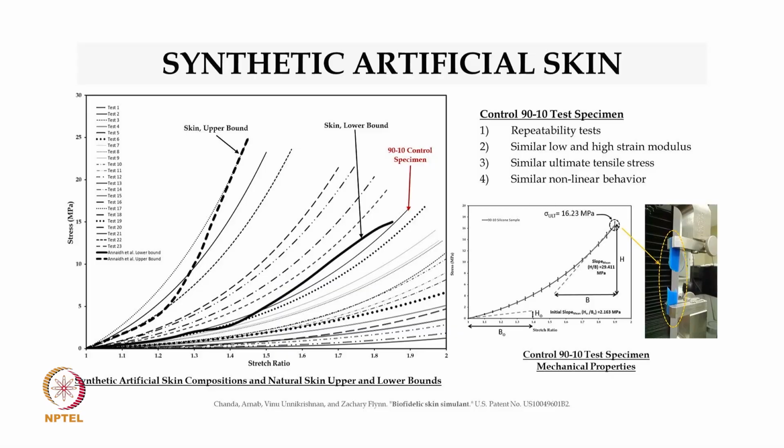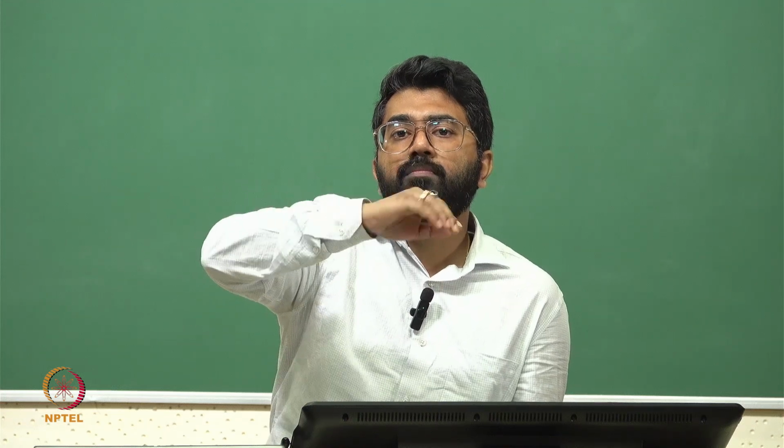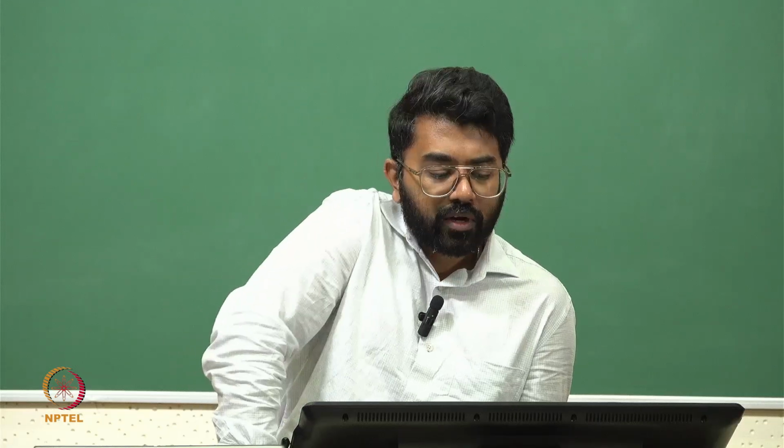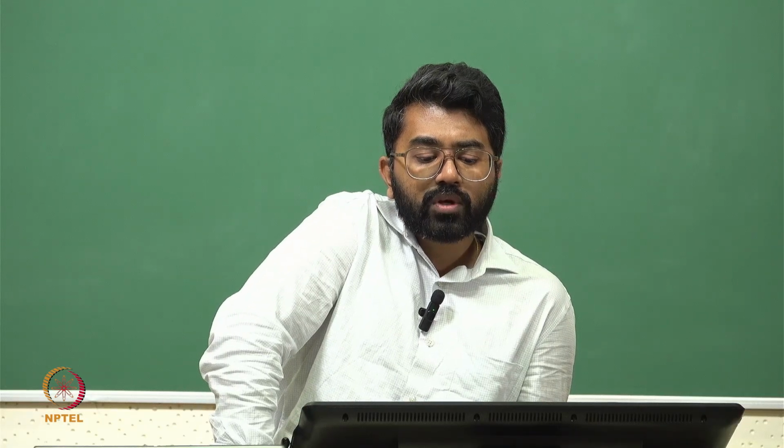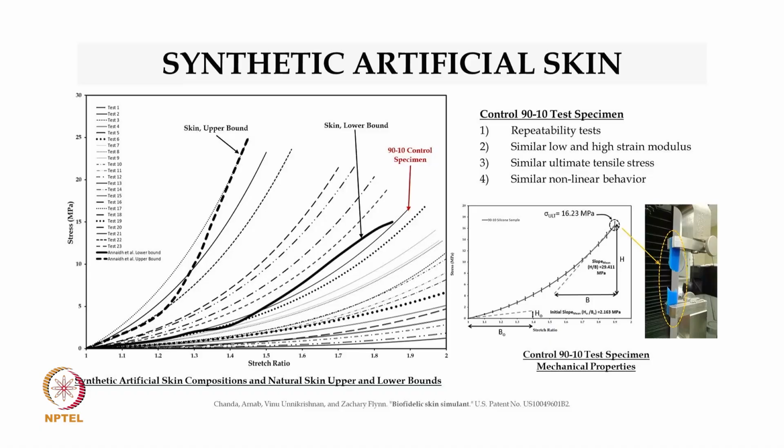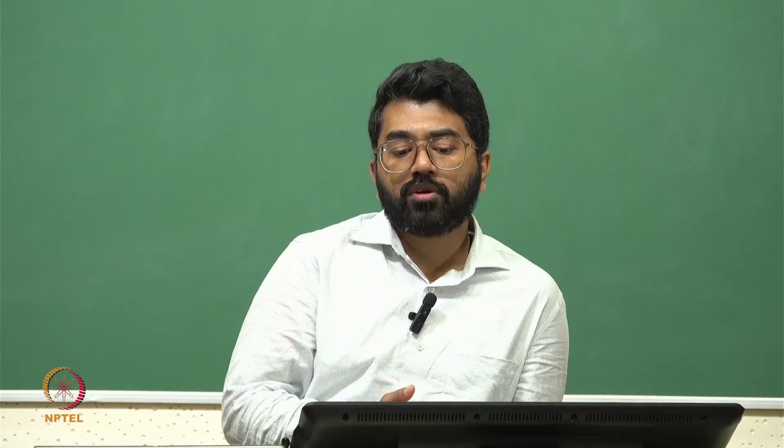So what we did next was we took the 90-10 control specimen, and we found out that it is closer to the skin lower bound, so we could consider it as very close to the skin lower bound. And then we repeated the test around 30 times, right? So we got a lot of stress strain plots for that, but they almost matched, and we could draw an error bar within 5%, right? So that meant that we had not only created an artificial skin which lies within the range of lower to upper bound, but we had created a repeatable and reproducible artificial skin, which is of importance, right? So these are some of the terms which we should learn while we are trying to develop soft tissue simulants.